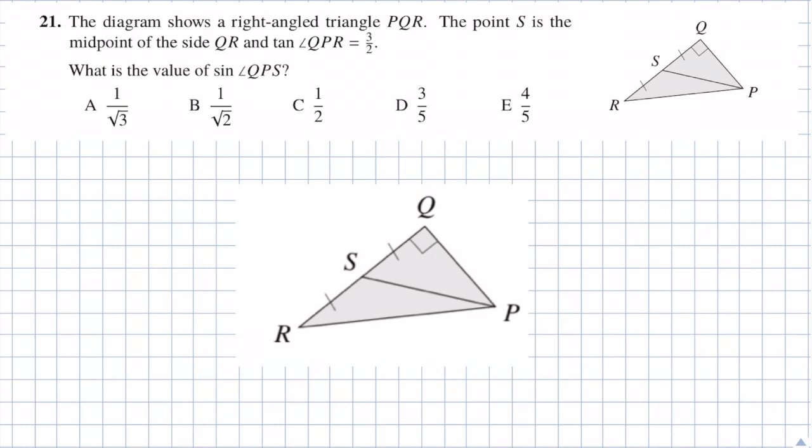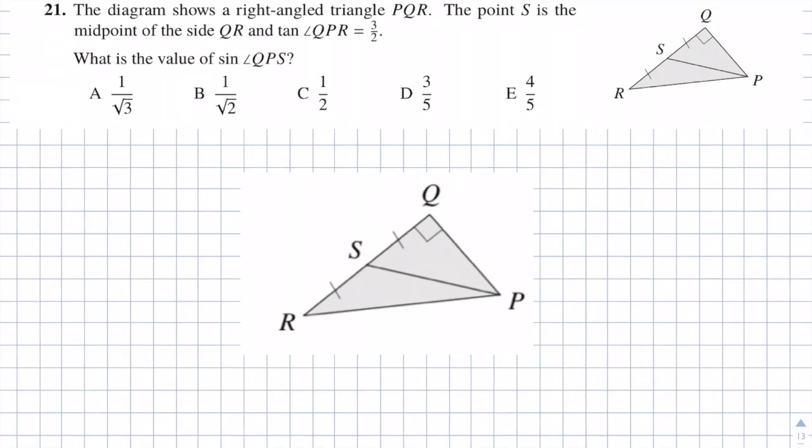21 to 25. Question 21, the diagram shows a right-angled triangle PQR. Point S is the midpoint of the side QR, and tan of the angle QPR is equal to 3/2. What is the value of sine of the angle QPS? We've got answers as A, which is 1 over root 3, B is 1 over root 2, C is a half, D is 3/5, or E is 4/5.